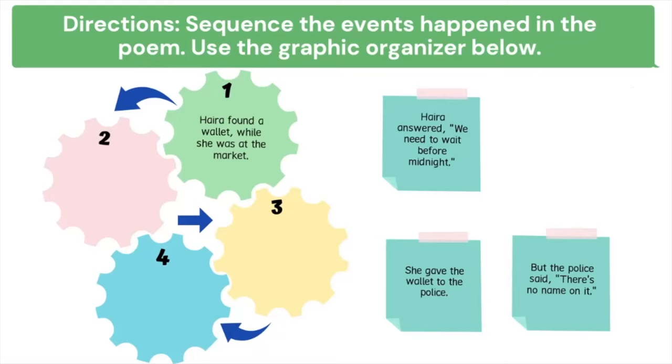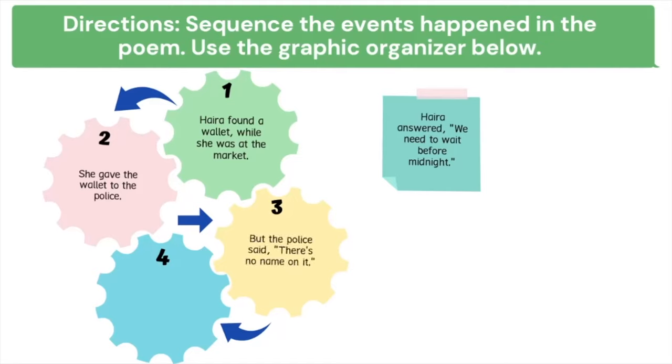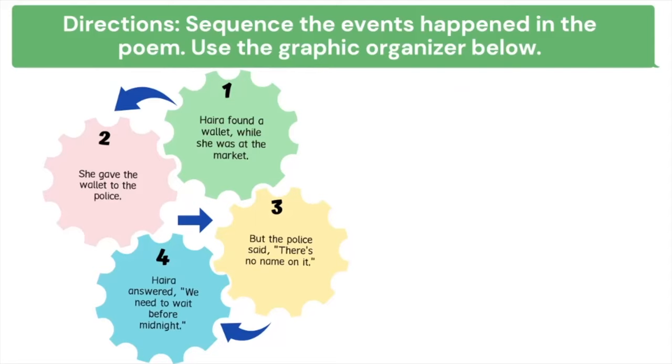Let's answer. 1. Hira found a wallet while she was at the market. 2. She gave the wallet to the police. 3. But the police said there's no name on it. 4. Hira answered, "We need to wait before midnight." Did you get it all correct?